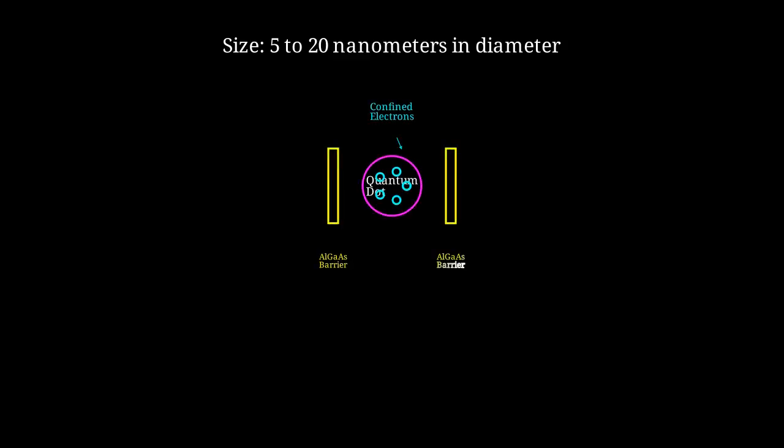Here's a schematic of a quantum dot. Electrons are confined in all 3 dimensions. The dot is surrounded by tunnel barriers, often made of aluminum gallium arsenide, which have a higher band gap than the dot material. Because of quantum confinement, the electrons in the quantum dot occupy discrete energy levels, much like electrons in an atom. This is why quantum dots are sometimes called artificial atoms.